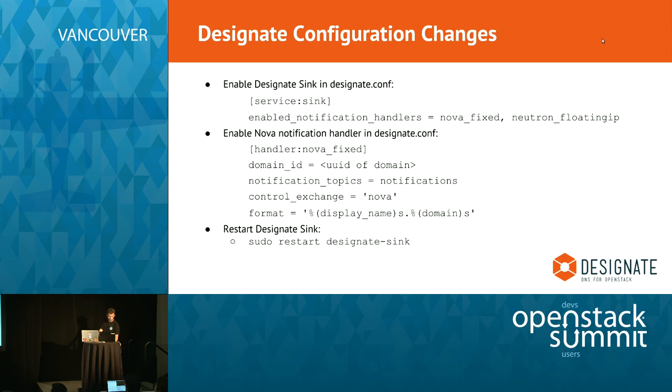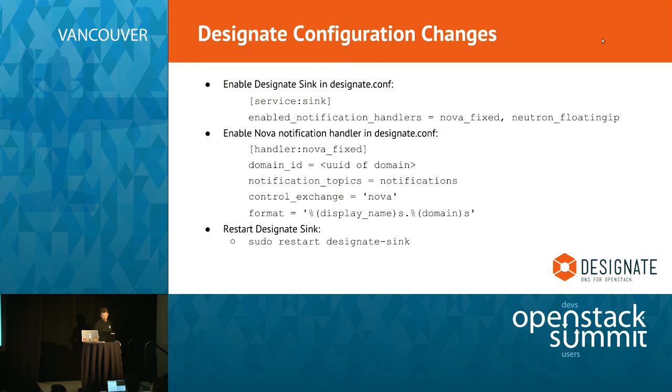Within the Designate side, we have the Sync Service section, and we enable a list of plugins that we want to activate. We then have a plugin-specific section. We tell it what Nova RabbitMQ exchange and so on to listen on. In our example here, we're going to use the display name you gave Nova and a fixed domain for every instance that you ever boot.